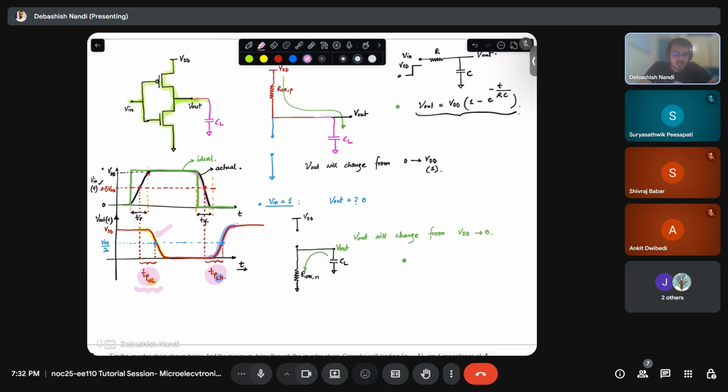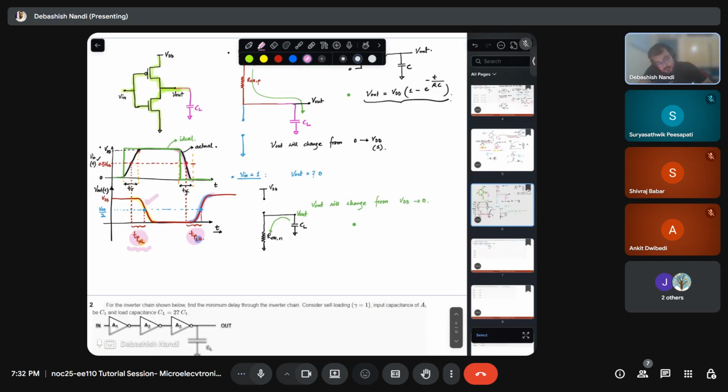If you understand this point, then while writing the formula you will easily see which MOSFET's on resistance is to be considered. That is the main point.